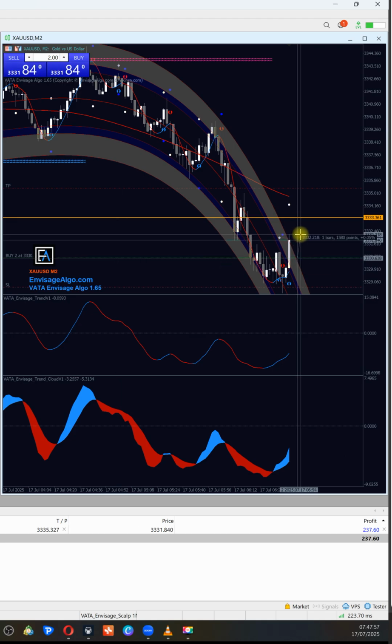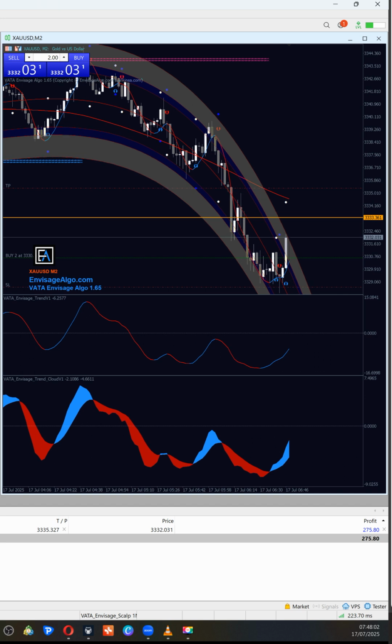That's what it is, 15 pips or so. So you see, you do not need huge movements to make money in the market. All you need is basically better accuracy, and VATA provides that. VATA gives you that kind of thing, but you have to use it properly.